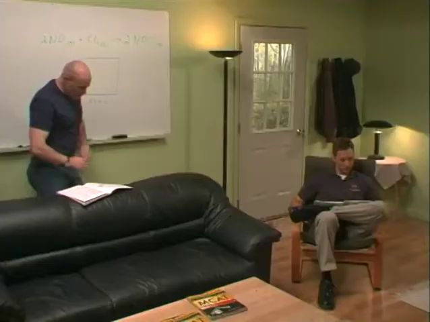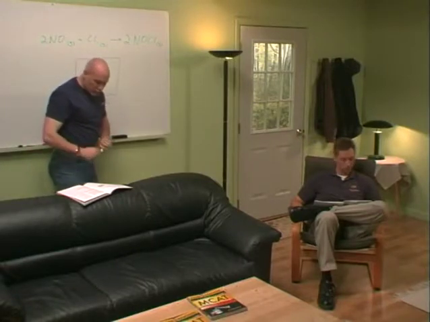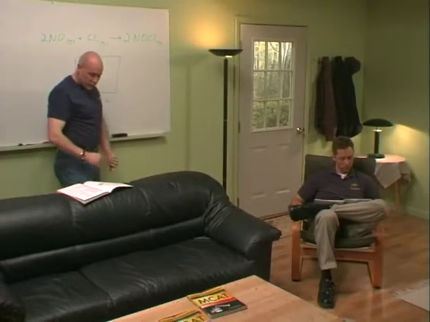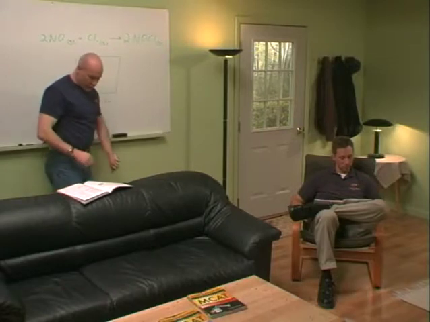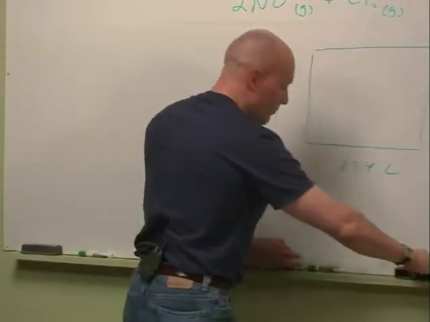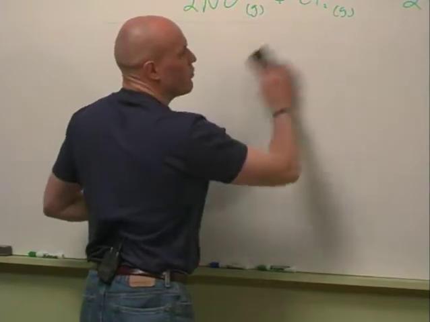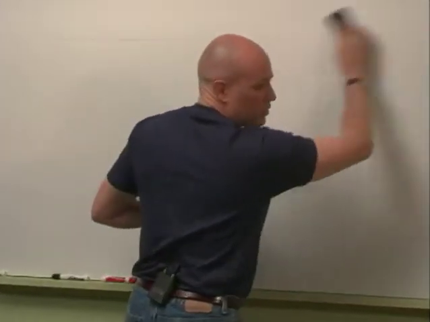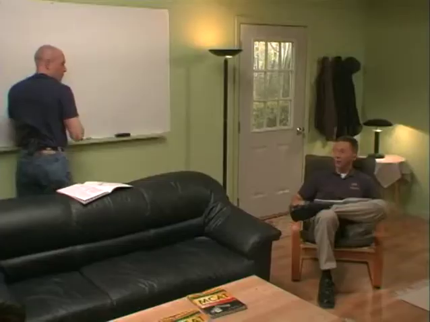Question 51. Oxygen difluoride is produced when fluorine gas is bubbled into a dilute solution of sodium hydroxide. What is the hybridization of oxygen in oxygen difluoride? Now, for this question, what does oxygen difluoride look like? Well, it's going to be OF2. It's going to look a lot like water.